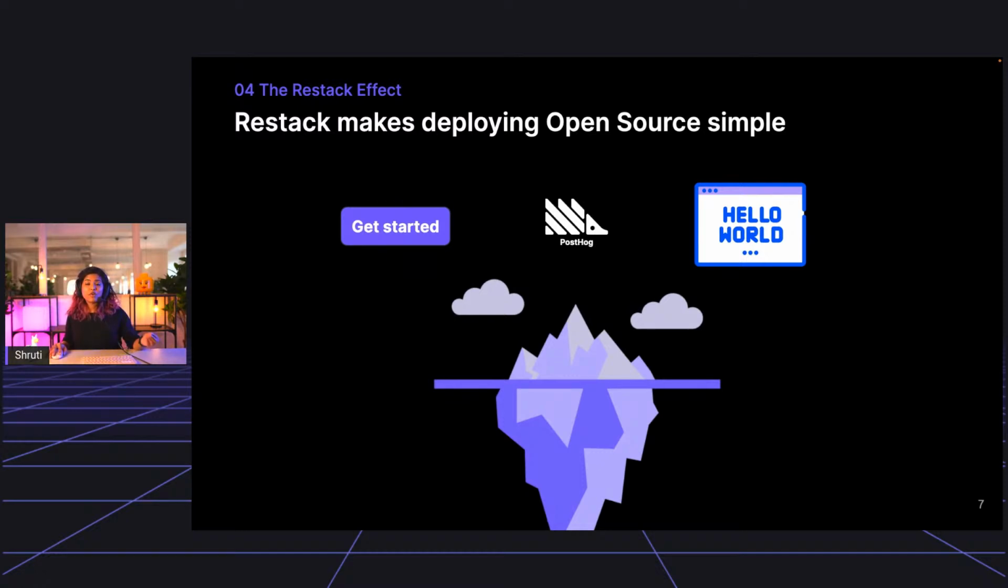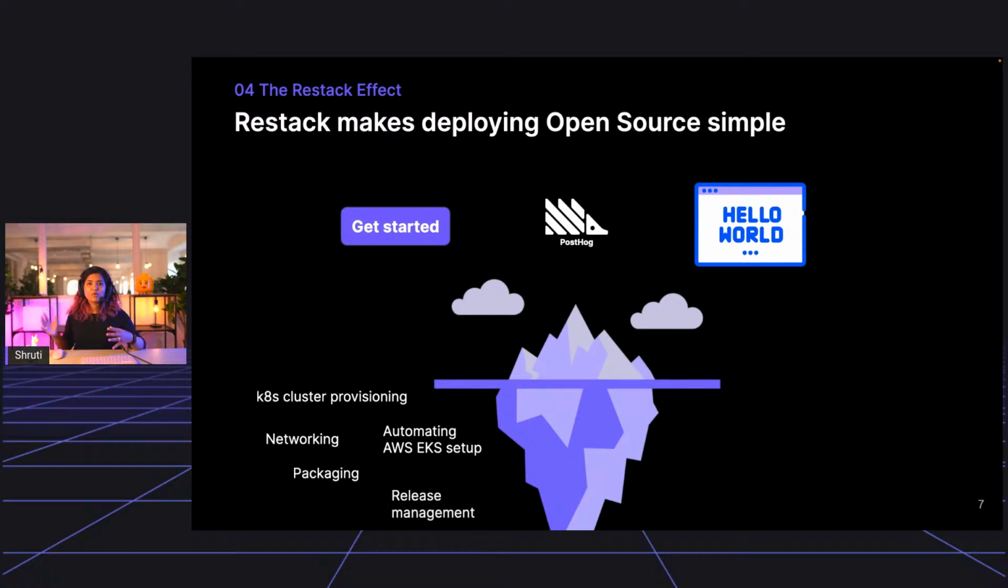What Restack is doing in the back end is we are setting up the server for you. We are provisioning the Kubernetes cluster. We are provisioning the EKS setup. We are taking care of the networking, the internal routing tables and everything. We are taking care of the packaging. We're taking care of release management when, let's say, PostHog has a new update that you really want to include in your application. We take care of that for you.